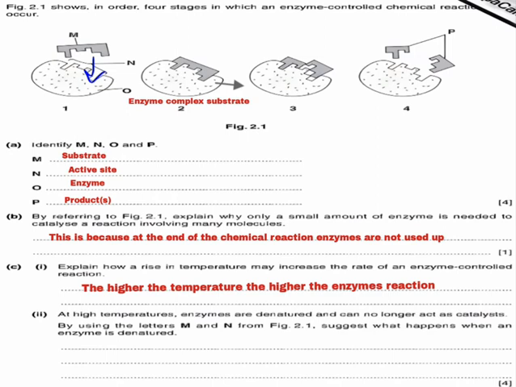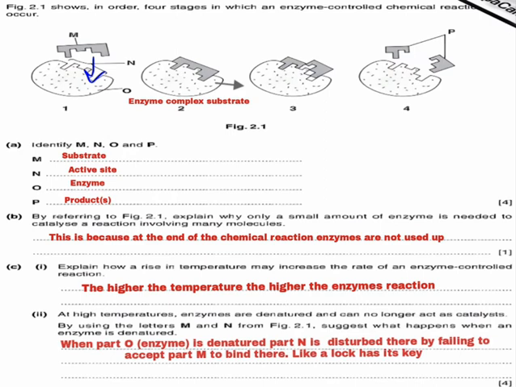To answer this question, you need to use the lock and key hypothesis. Like the lock and the key, you can't use, for example, your neighbor's key to open your door, unless you are using the same key. So in this part, part N is going to be disturbed, thereby failing to accept part M. So that was the last one.